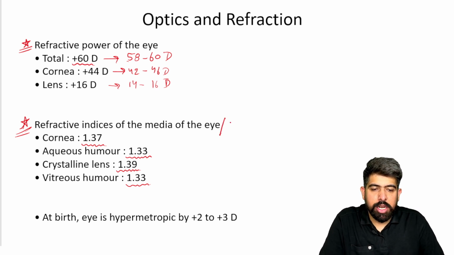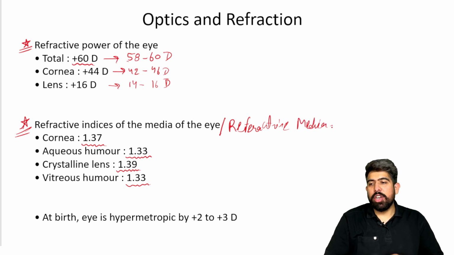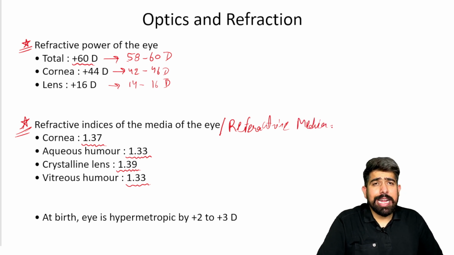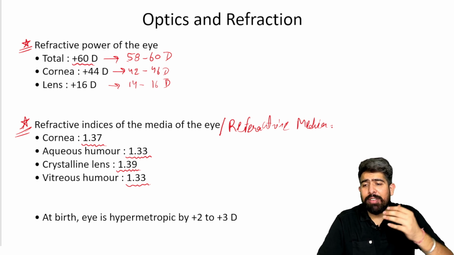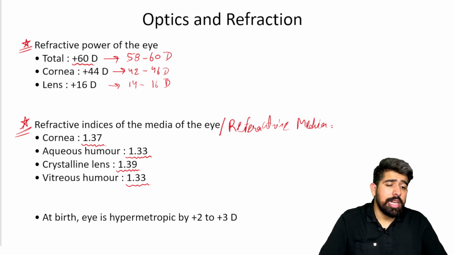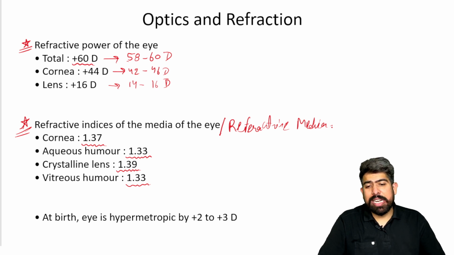And I have to ask one more question here. This is your refractive media. What is the meaning of refractive media, guys? When light passes through your eye to reach the retina, it has to pass through several structures. All these structures are known as your refractive media.